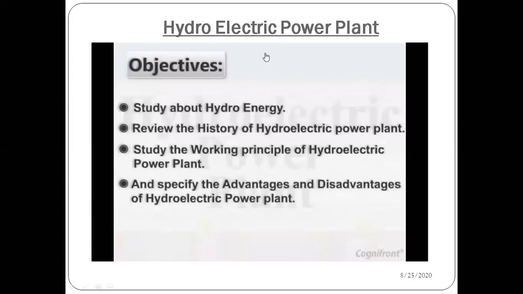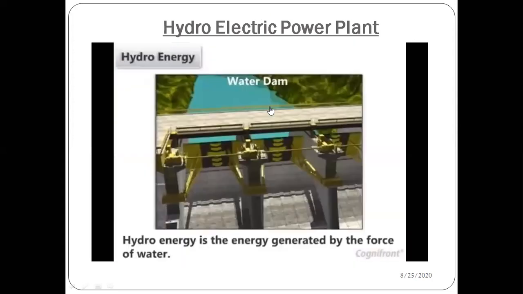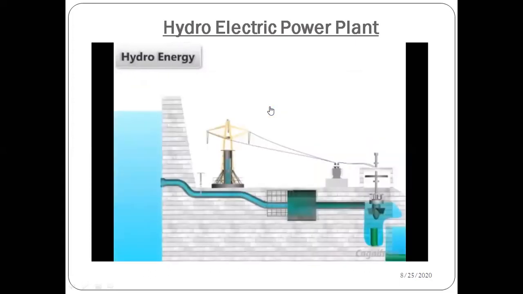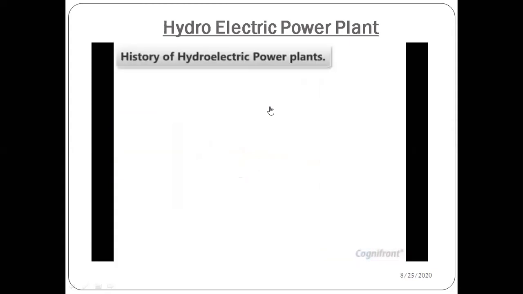and specify the advantages and disadvantages of hydroelectric power plant. Hydroenergy. Hydroenergy is the energy generated by the force of water. This is a powerful way of generating electricity. The hydroenergy is converted into electric energy by a hydroelectric power plant, and this energy is called hydroelectricity.